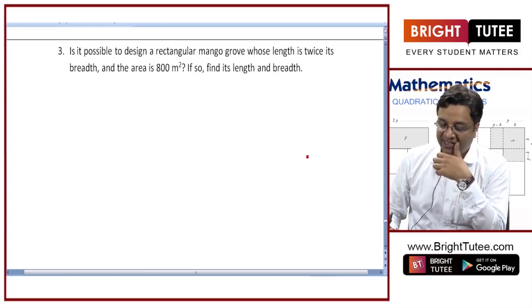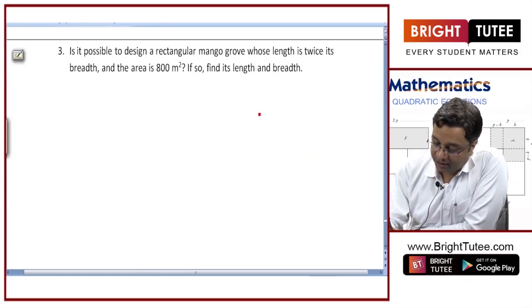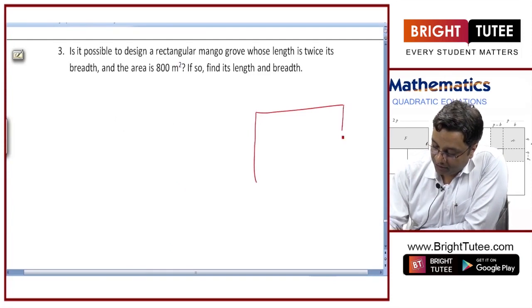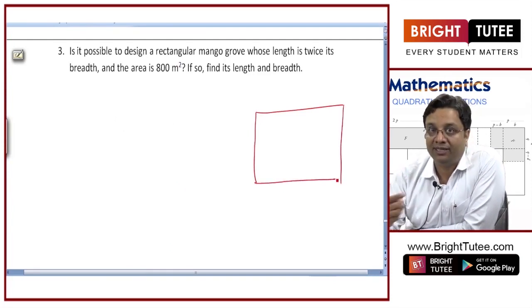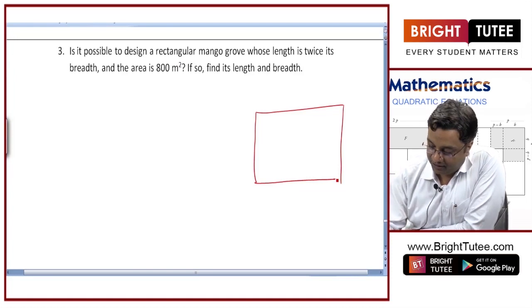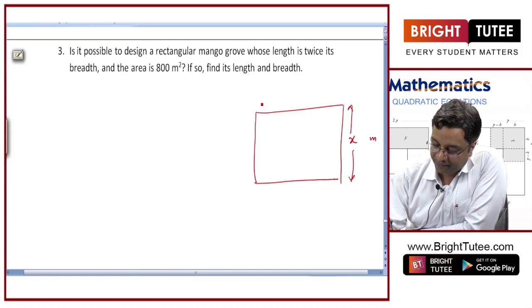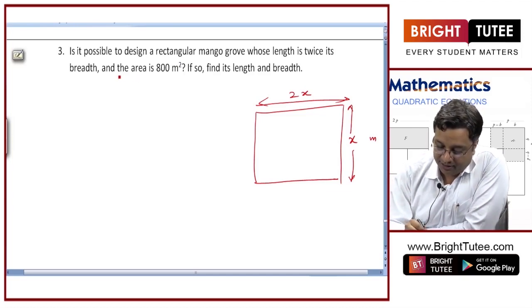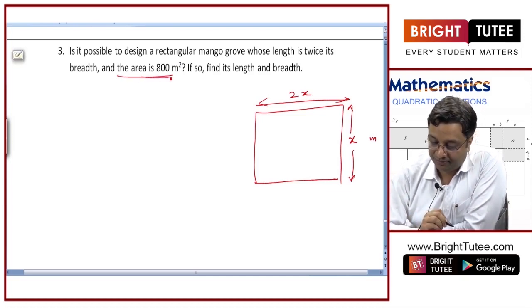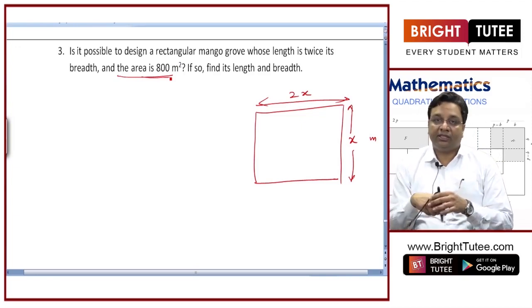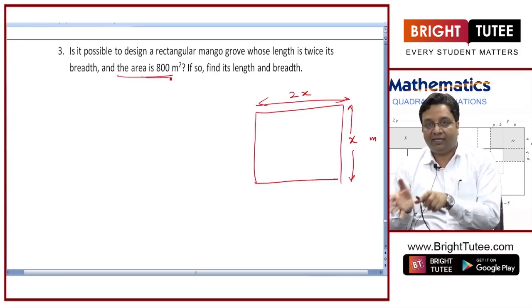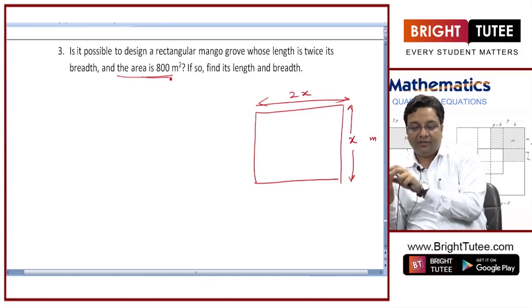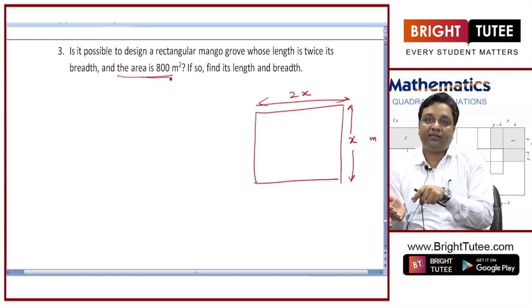Is it possible to design a rectangular mango grove whose length is twice its breadth? Let's say the breadth is x, and the unit here is meter, okay, and length is twice its breadth, so let's take length as 2x, and its area is 800 meter square. So the question is, is it possible to design such a rectangular field where the length is twice its breadth and the area is 800 meter square?